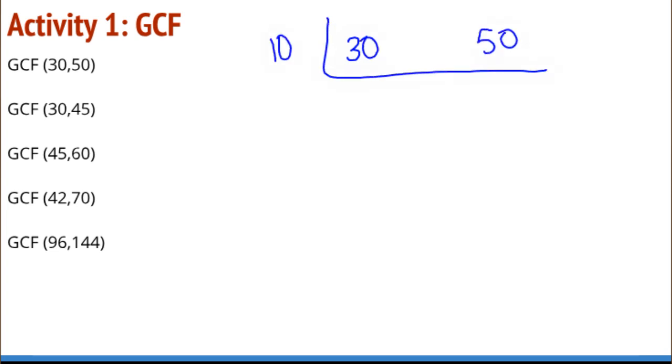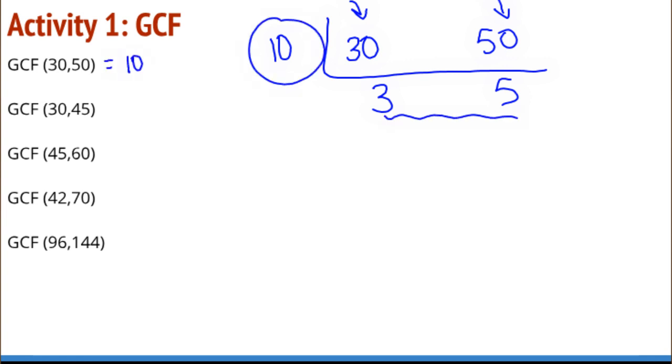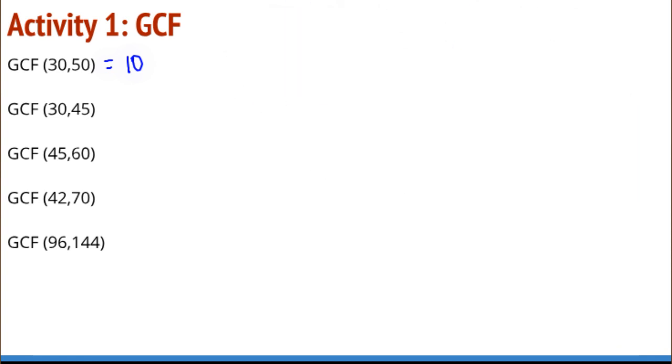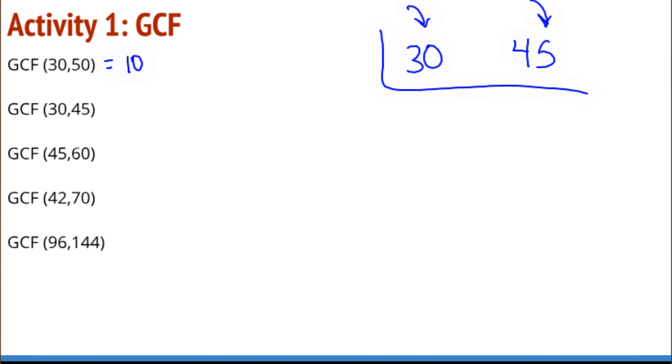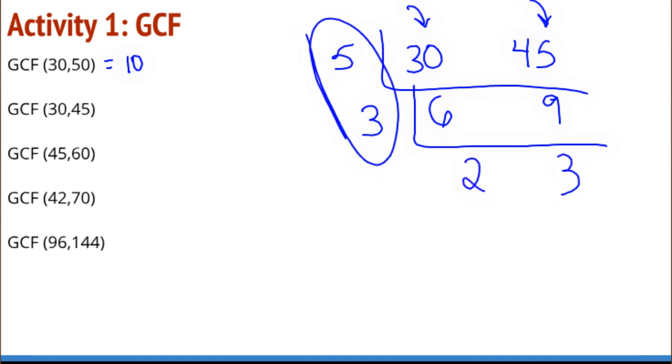All right, so the greatest common factor of 30 and 50. And I can see that both of these can be divided by 10. They both have a 0 in the ones place. And 3 and 5 are both prime numbers, so the greatest common factor is 10. 30 and 45. I know that these are both multiples of 5 because we have a 0 in the ones place and a 5 in the ones place, so I can divide out a 5. 30 divided by 5 is 6, and 45 divided by 5 is 9. And these are both multiples of 3, so I can divide the 3 out. And I have a greatest common factor of 15.